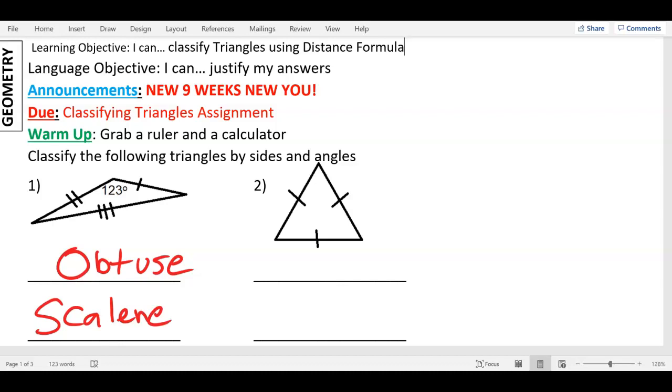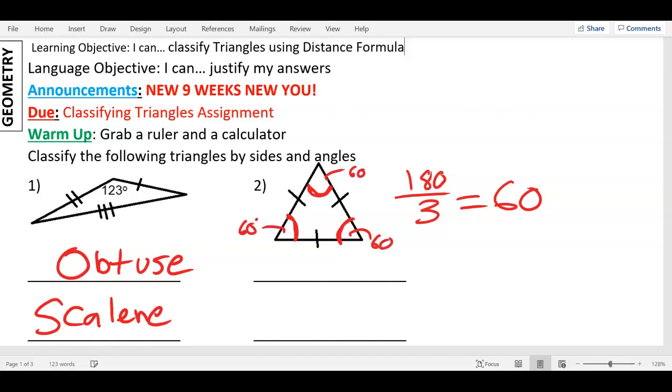Now, number two, I can see three equal sides. That means the angles are also going to be equal. If I know there are three equal sides and the angles add up to 180, what's each of these angles going to be? Less than 90, okay. Let's just take 180 and divide by 3. What do we get? 60. So every one of these angles is exactly 60 degrees.